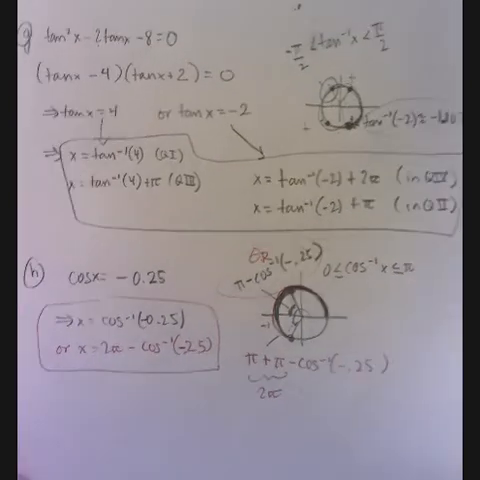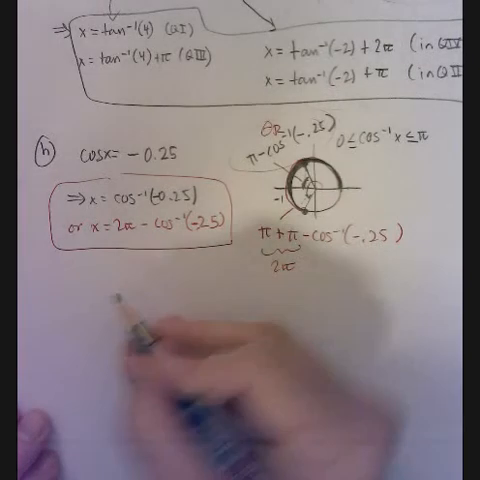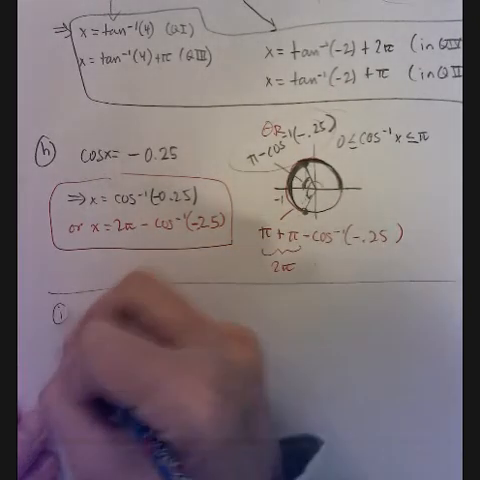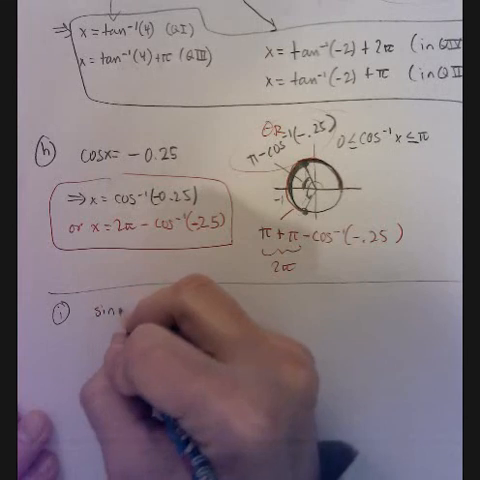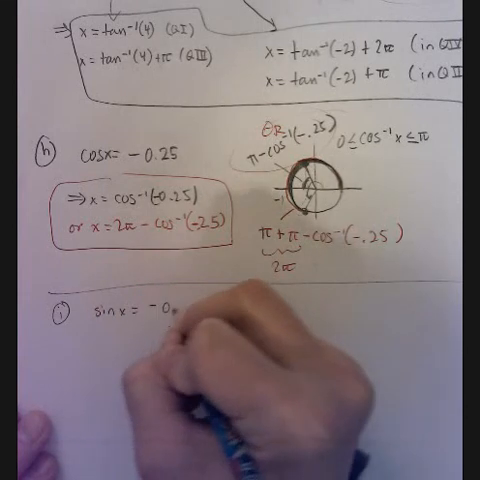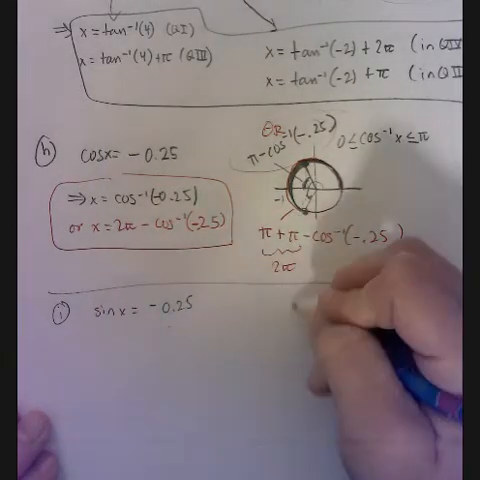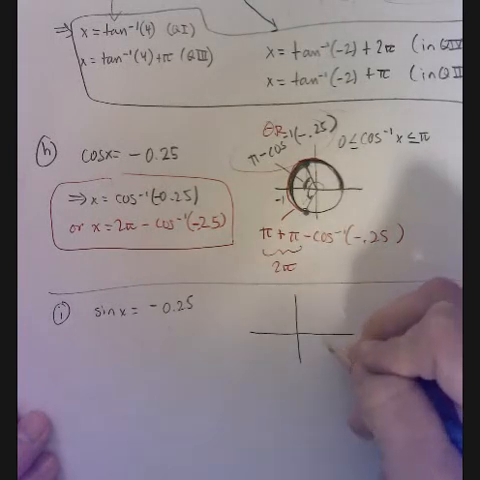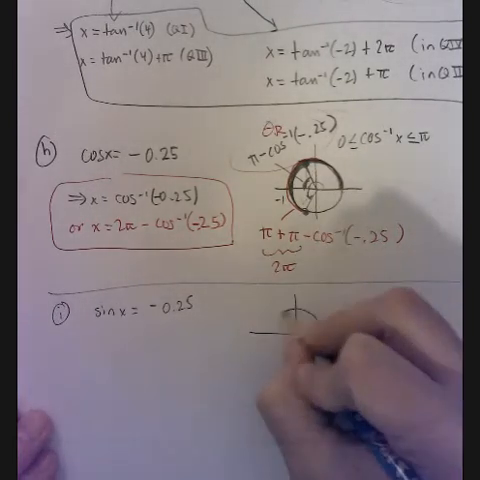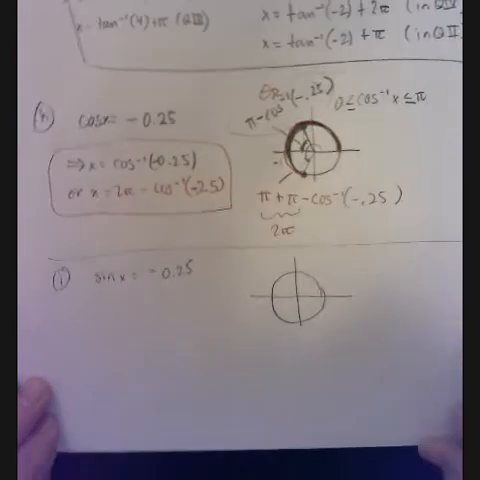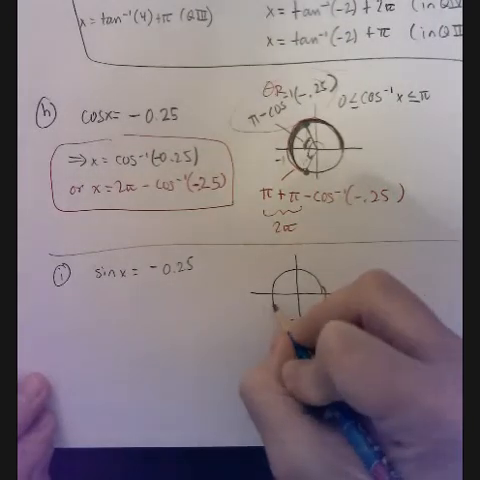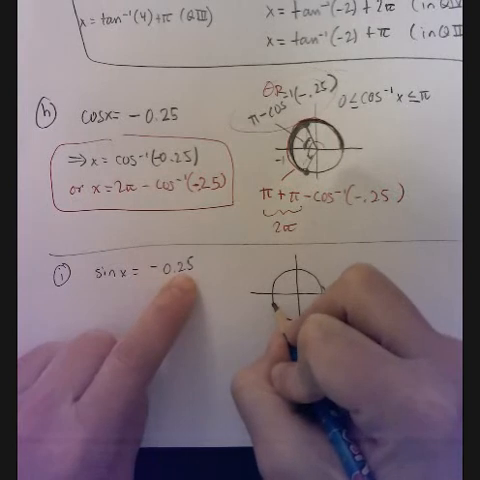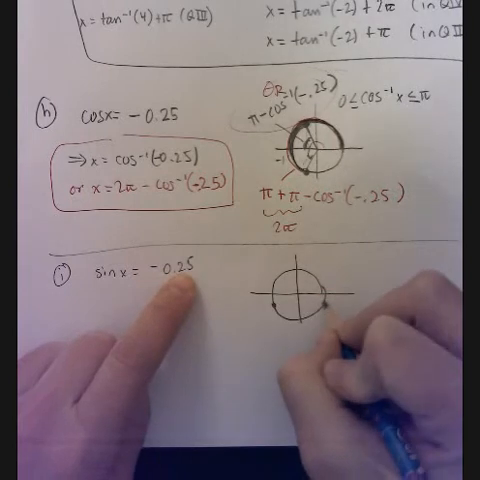Okay, so I did one with cosine. What if I just change this, we'll call this example I, change this to sine x equals negative 0.25. So sine is negative in quadrants 3 and 4, excuse me. Draw my unit circle again. So sine is negative 1/4, so here and here approximately.